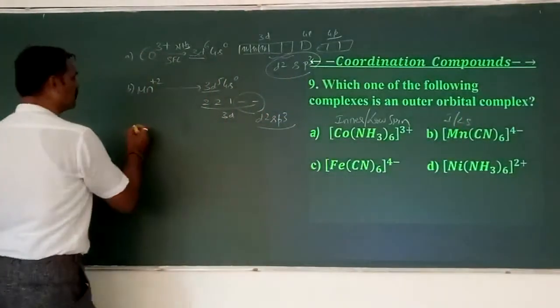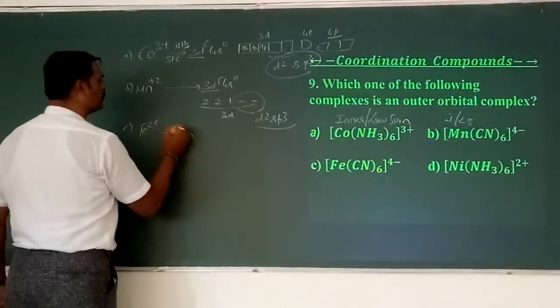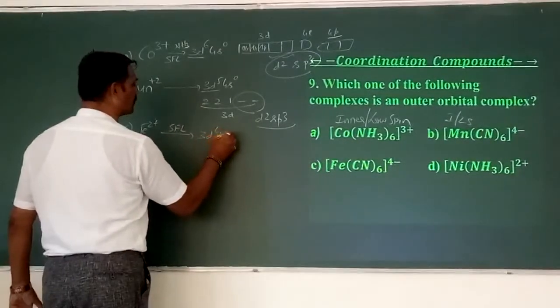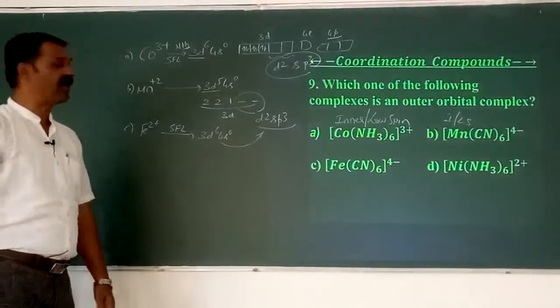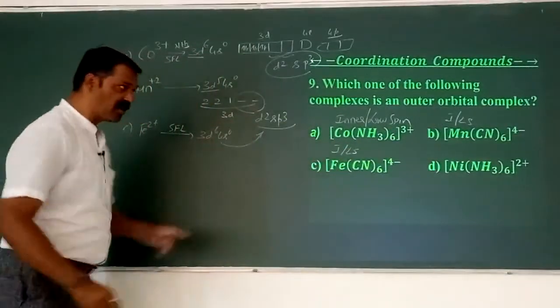Let's move to the Fe. Fe, I think it is in the plus 2 state. Plus 2 state means it is found to be 3d6 4s0. 3d6 4s0 is same, d2sp3 hybridization. Again it is also called as low spin. Let's move to the last d.